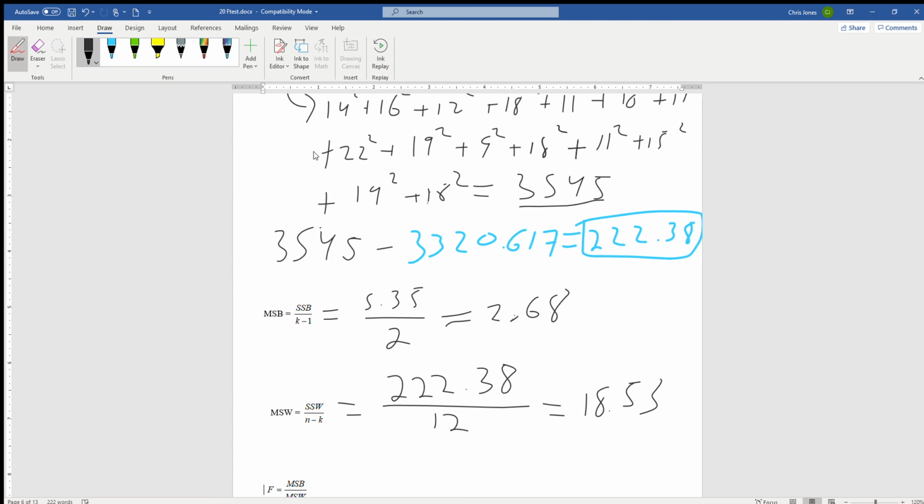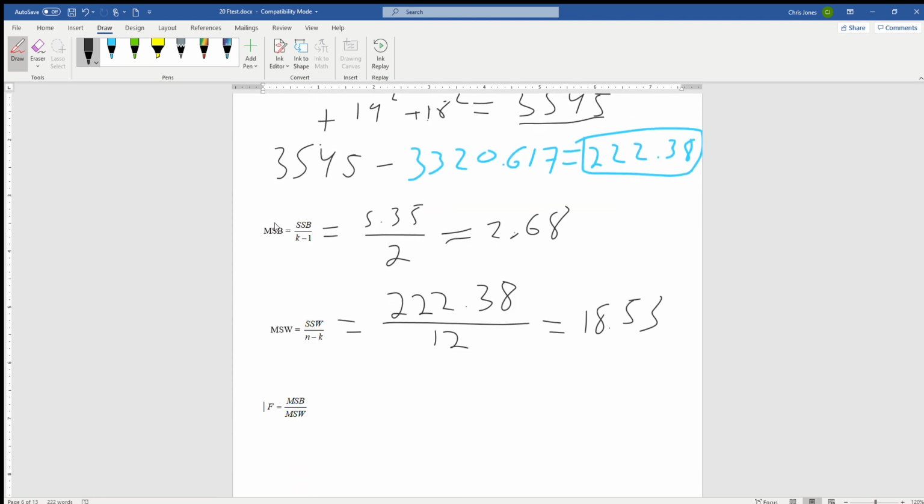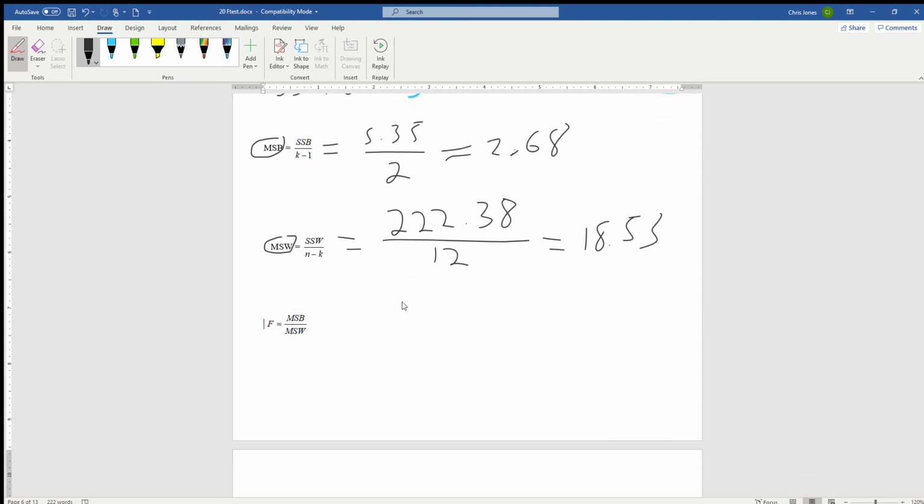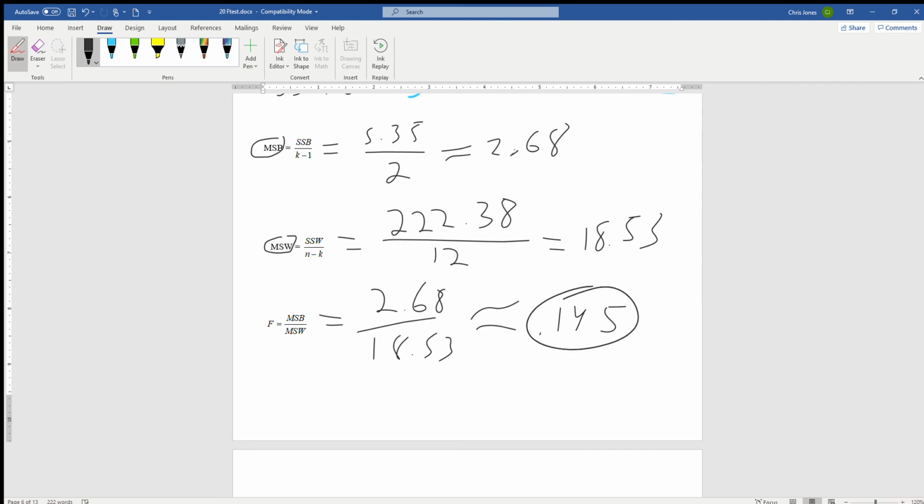And then finally, we take the mean squares between, which we just computed, and the mean squares within, which we just computed, and divide those two numbers. That's our F statistic. So 2.68 divided by 18.53. We're going to get a really small number out of this: 0.145, approximately. All of that work for 0.145 doesn't seem fair.